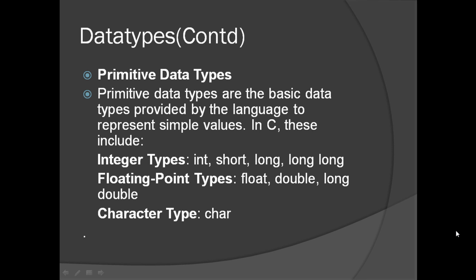Let us see the definition first. Primitive data types are the basic data types provided by the language to represent simple values. So what do you mean by this? Primitive data types are already there in C language, or built into C language, to represent simple values or single values. In C we have different primitive data types as we already saw in the previous slide. One is integer and another one is floating point, double floating point, character and then void. We will see one by one with examples.